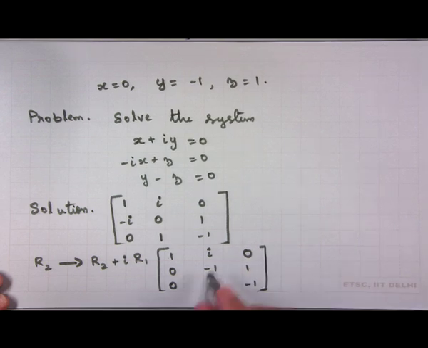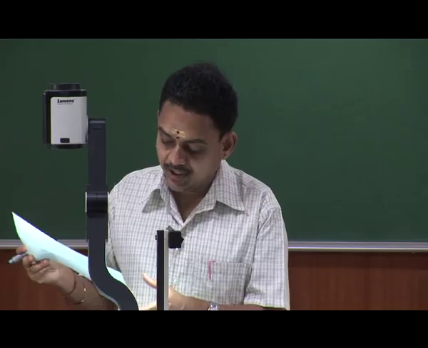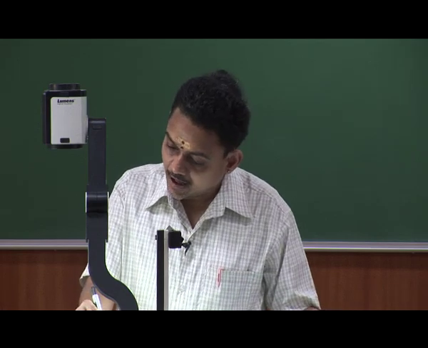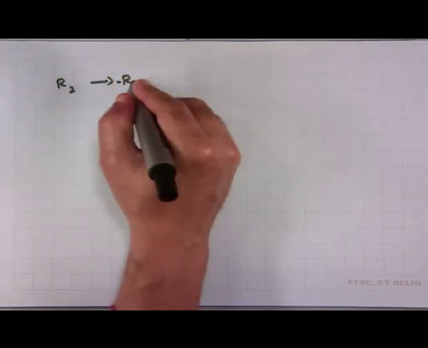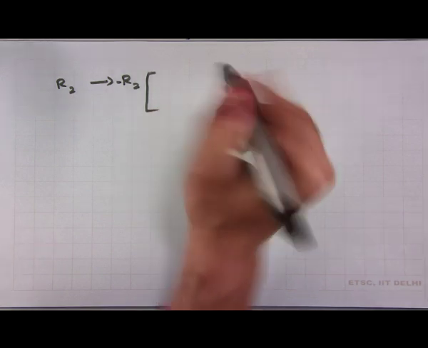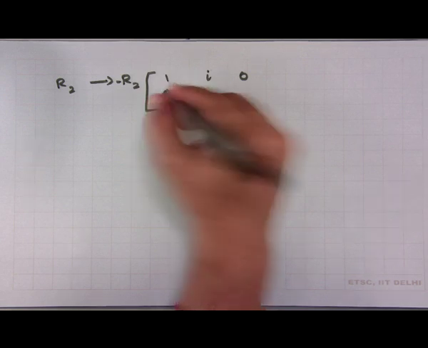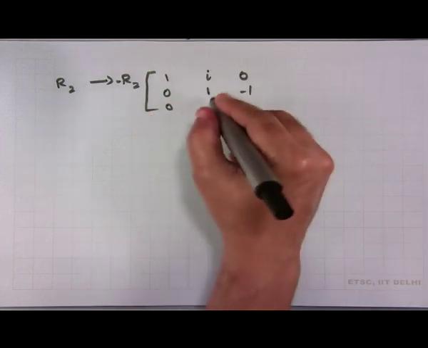Now, let us try to convert this minus 1 into 1 just by multiplying the second row by minus 1. R 2 is replaced by minus of R 2, we will have 1 i 0, 0 1 minus 1, 0 1 minus 1.